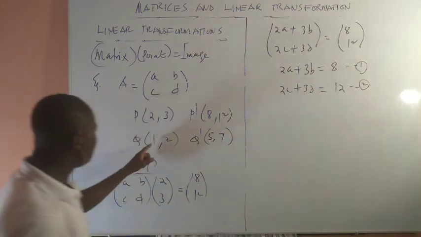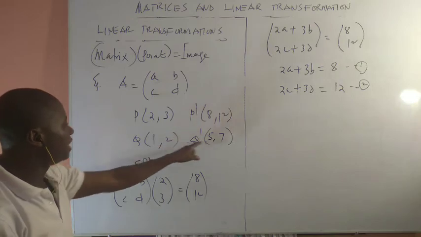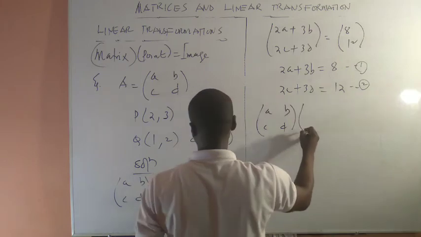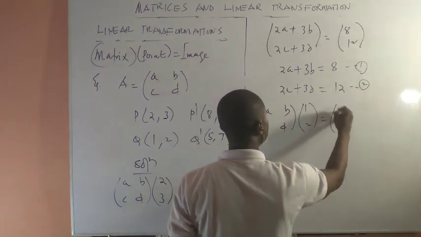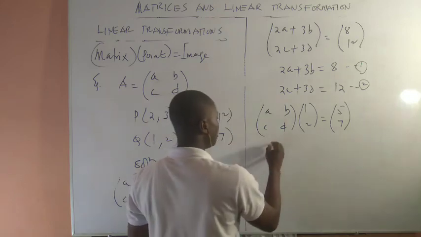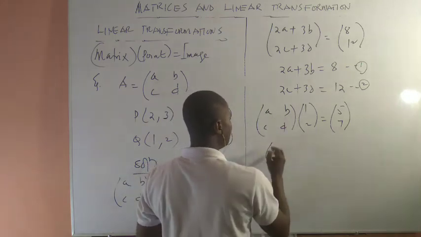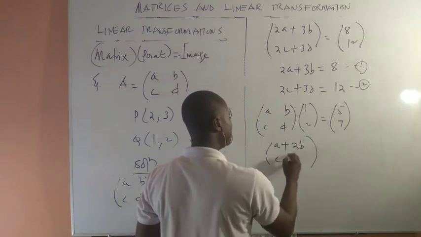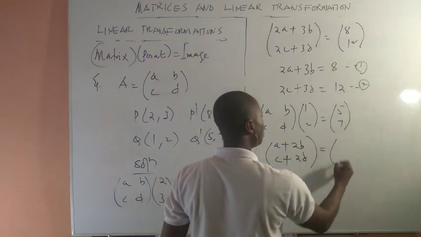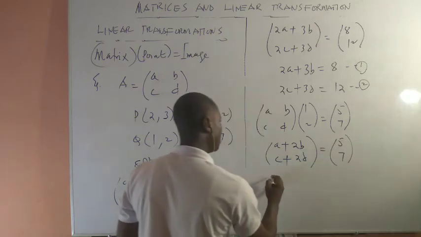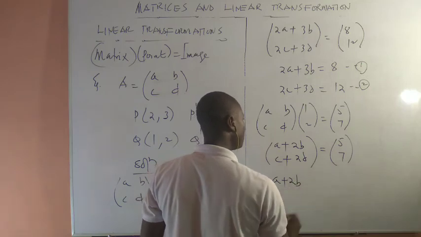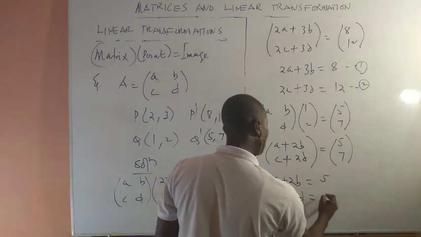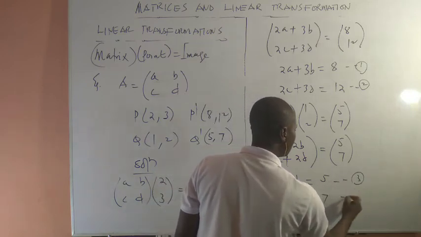So now, we are giving another point. The point is 1, 2, and the image is 5, 7. So we multiply the matrix A, B, C, D also by the point 1, 2, and we equate to the image 5, 7. Now we have A times 1 is A, then B times 2 is 2B, C times 1 is C, and D times 2 is 2D, and this will be equal to 5, 7. So A plus 2B is equal to 5, then C plus 2D is equal to 7. This will be our equation 3, and this will be our equation 4.